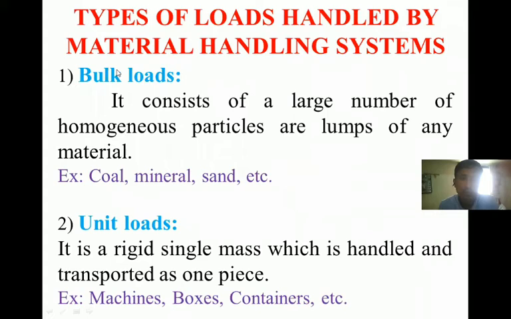Afterwards, types of loads handled by material handling system.